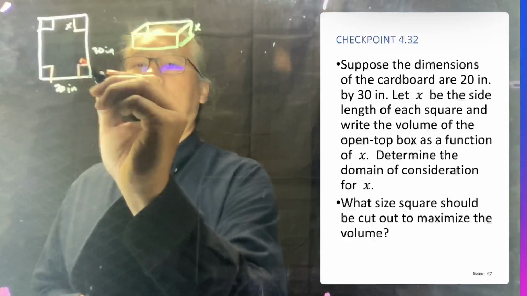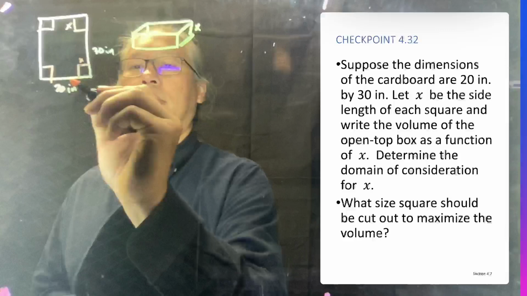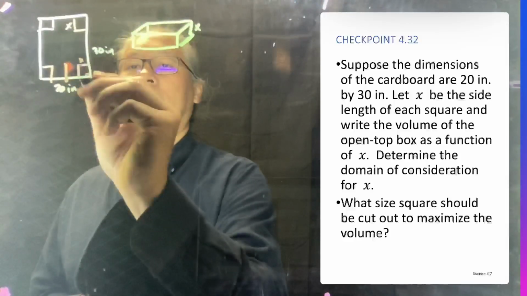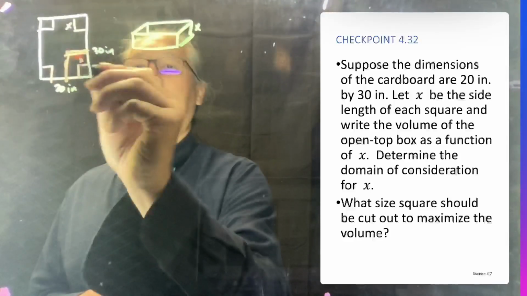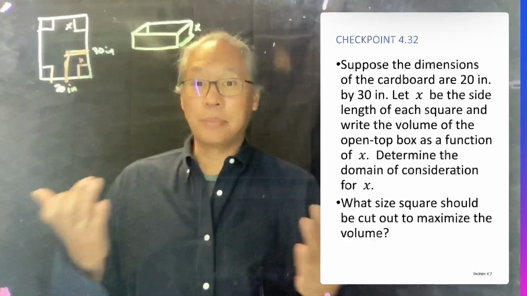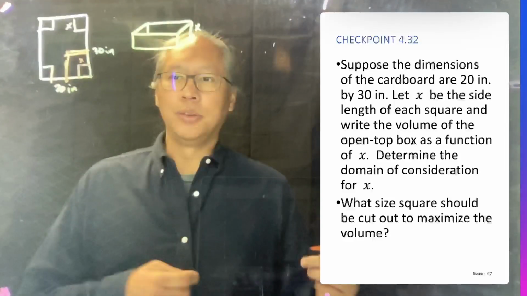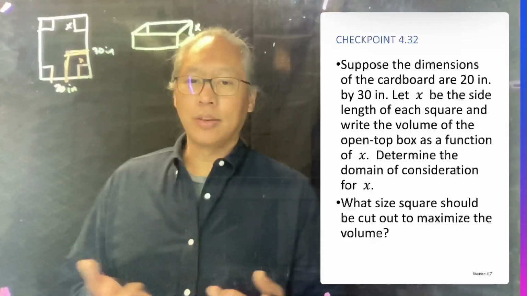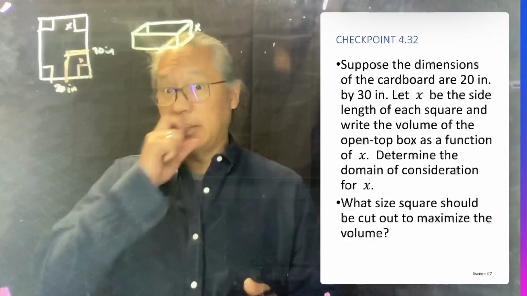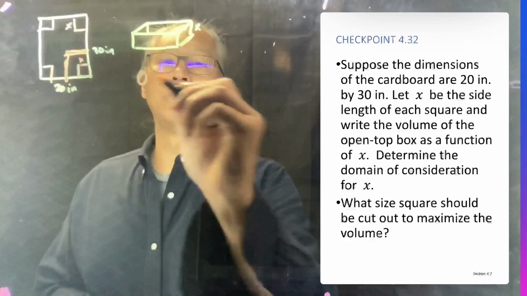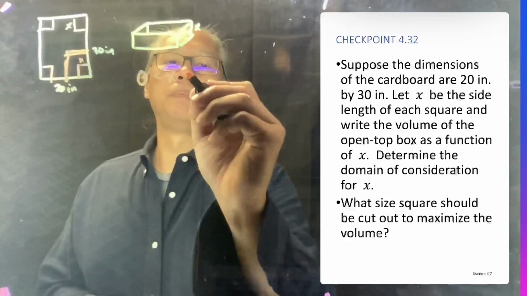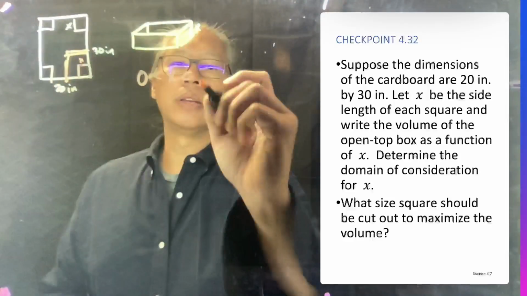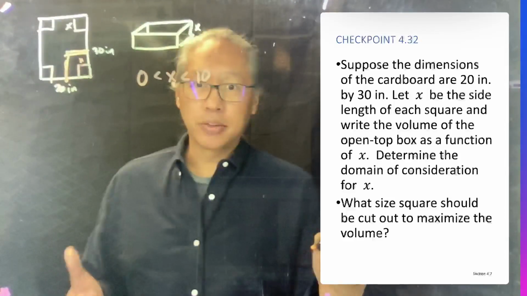If you look at how far this X can go from here to here, if you cut off anything more than that, or anything up to that, you're going to come up with something that's not a box anymore. And if you cut something really small, close to 0, and if you cut 0, or x is equal to 0, then that's not a box either. So this is going to go from 0 up to half of 20, so that would be 10. So this is our domain of consideration.